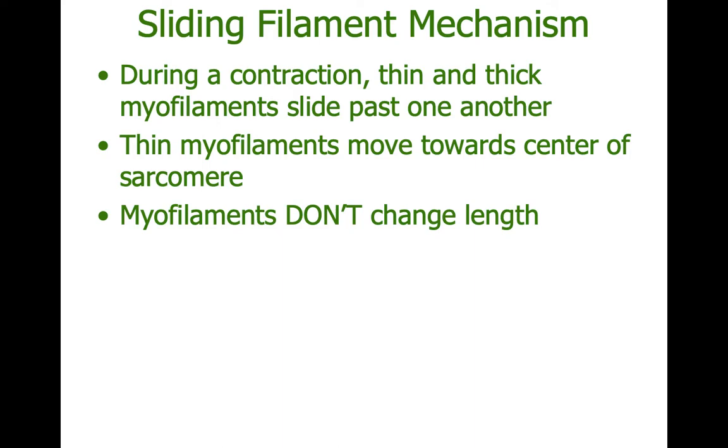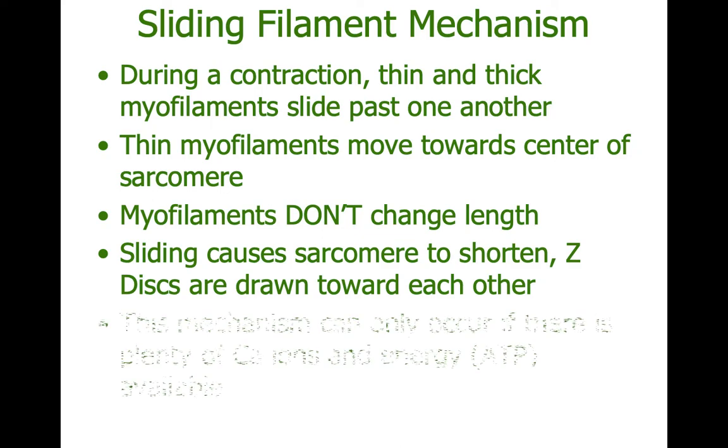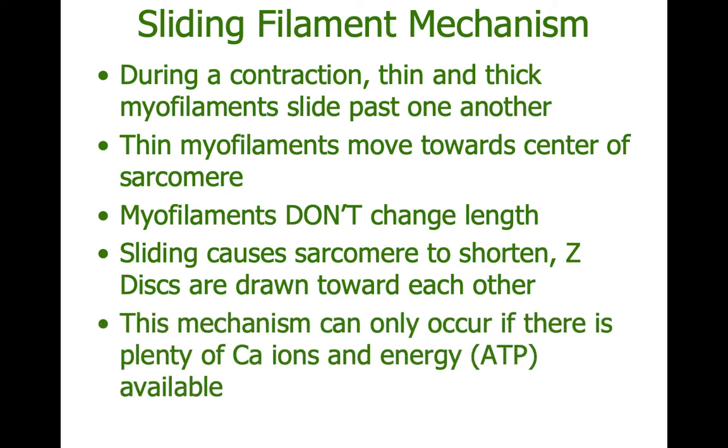Well, if you think about it, if those thin myofilaments are moving towards the center and they're anchored onto the Z disc, as they move towards the center, they're going to drag those Z discs with them and cause that sarcomere to get shorter in length. This sliding causes the sarcomere to shorten because the Z discs are going to be drawn towards one another. This mechanism can only occur if there's plenty of calcium ions and energy in the form of ATP that's available.